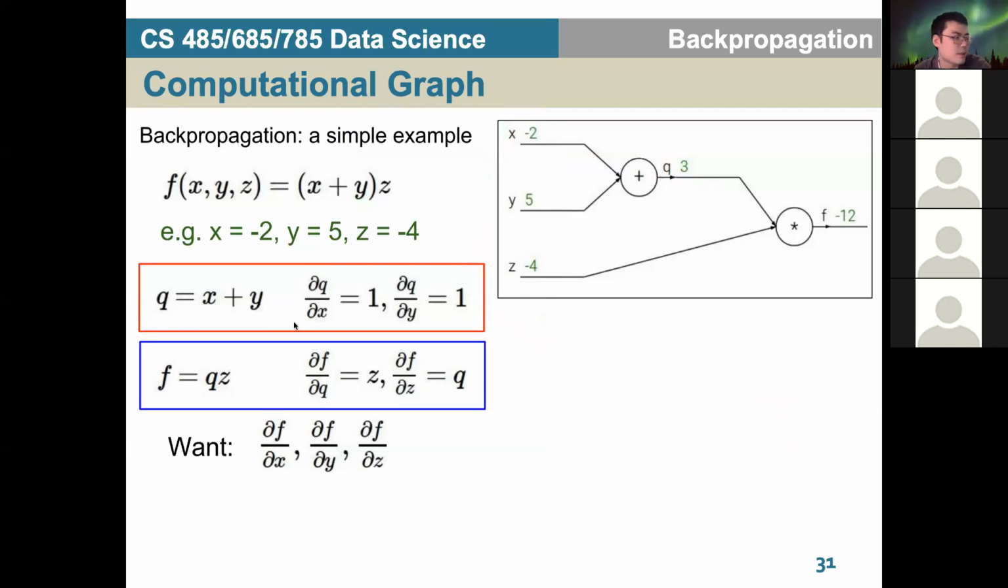Okay? For example, here, if you look at q, because q is equal to x plus y, take partial derivative x is 1. Okay, the partial y is 1 because the coefficient is 1. And if you look at f, take a partial derivative q, it's z, right? Because the coefficient is z. It's a linear function, right? And then take partial derivative z is q. The coefficient is q. Okay, I hope you can see this.